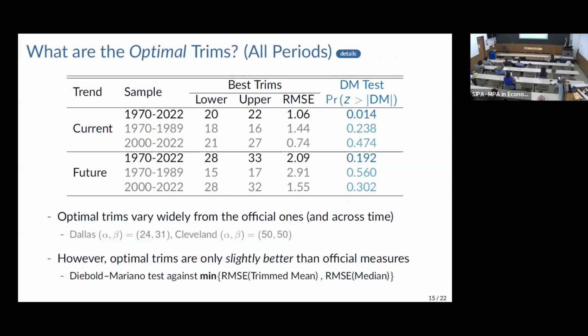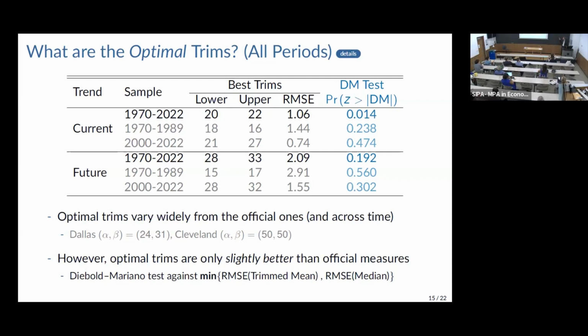Okay, so what are these optimal trims? I just mentioned this, right? Here, for the current trend as a target, over the overall period through 2022, we choose the trim that gives the lowest mean squared error. Note that for pretty much all of these periods, the trims differ quite a lot from the official ones from the Cleveland Fed and Dallas Fed, so those are 24 and 31, or, you know, looking at the median.